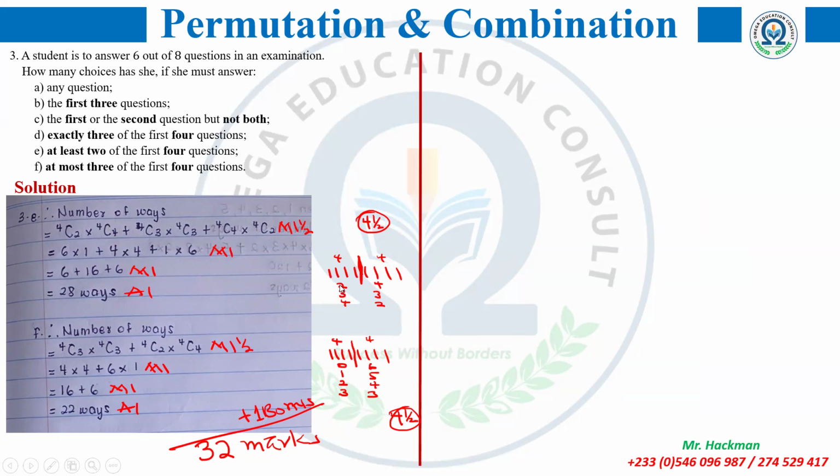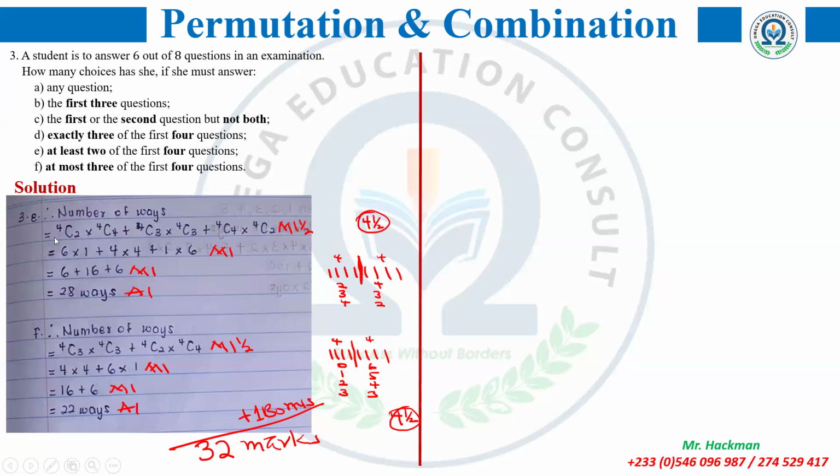If I answer 2 questions here, I need 6 questions, so I have to come and answer 4 here. If I answer 3 here, I have to come and answer 3. If I answer 4 here, I have to come and answer 2. All of them are valid possibilities. So these are the 3 possibilities. It will be 4 combination 2 times 4 combination 4, plus 4 combination 3 times 4 combination 3, plus 4 combination 4 times 4 combination 2. And that's exactly what she has here. So that one, due to the volume of work, M 1.5.